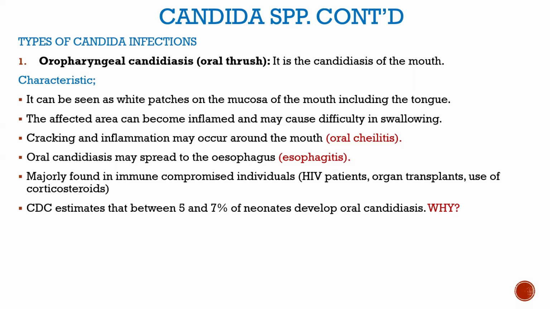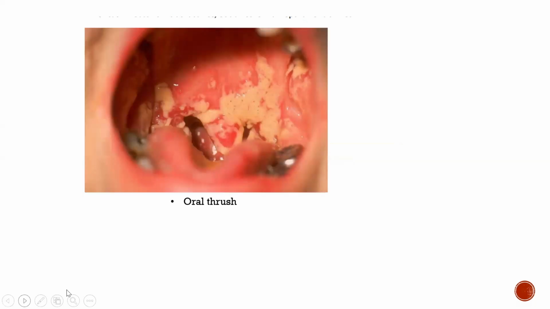So they can come up with it. That's why up to 5 to 7% develop oral candidiasis, because the body cannot really fight these infections. Okay, so this is a pictorial view of what oral thrush is. You can see the white patches in the mouth, even the tongue area affected. So this is what oral thrush actually looks like in humans.